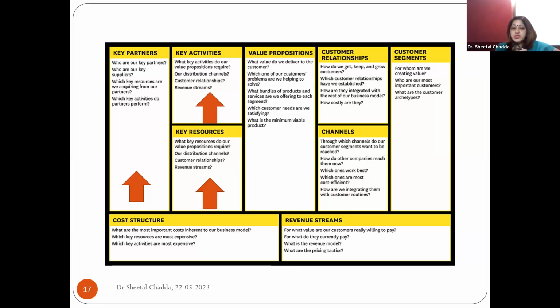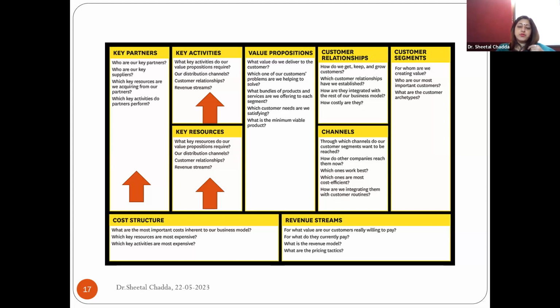Then the two other aspects are the cost structure and revenue streams. What happens is that when I'm answering all these questions, I'm just trying to figure out how the business is going to function. But the ultimate purpose of doing any kind of business is the creation of profit or profit maximization. So the very basic questions, where the money is going to come from and where the money is going to be invested heavily, are the very important cornerstones of the business model canvas.